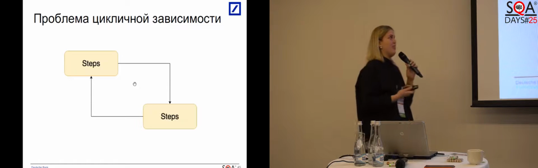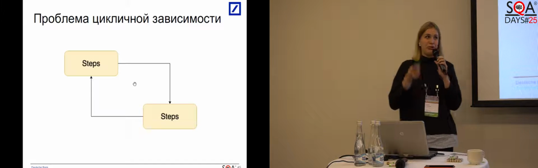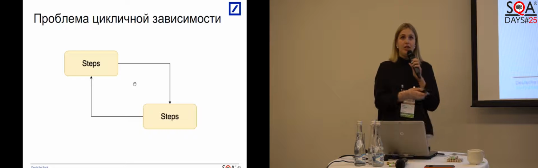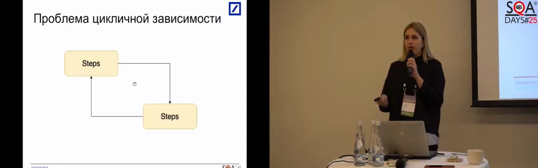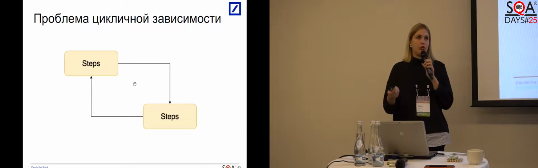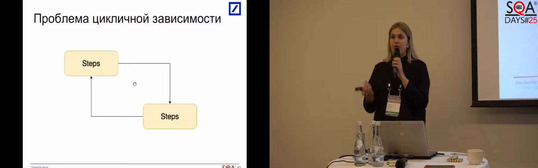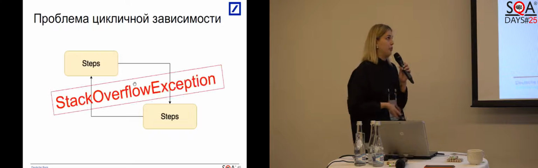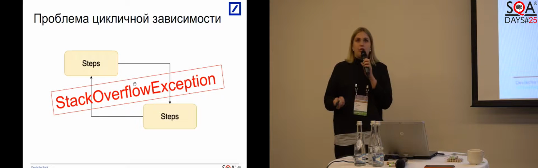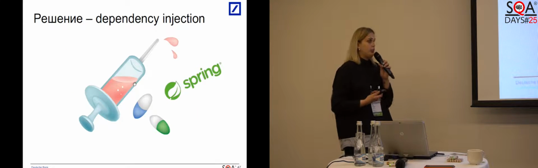Great. Here we have a so-called cyclical dependency. Thus, by creating the first class object, we'll move into the creation of the second class object. So it will be a cycle until we have a Stack Overflow exception. We need to decide on this.